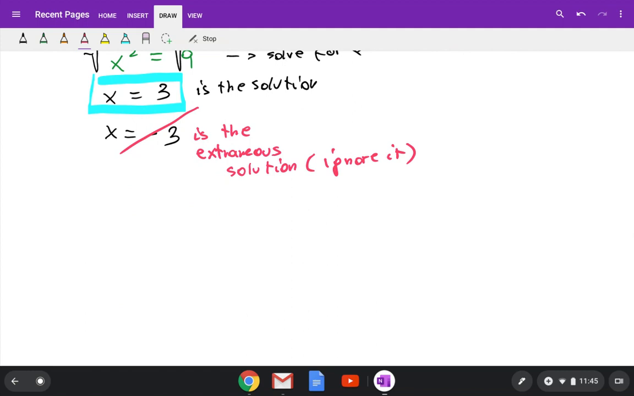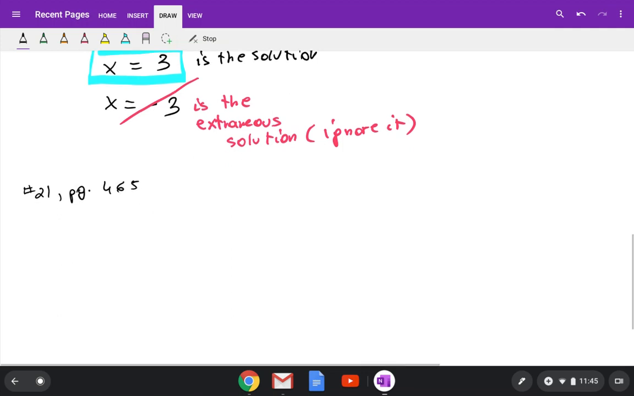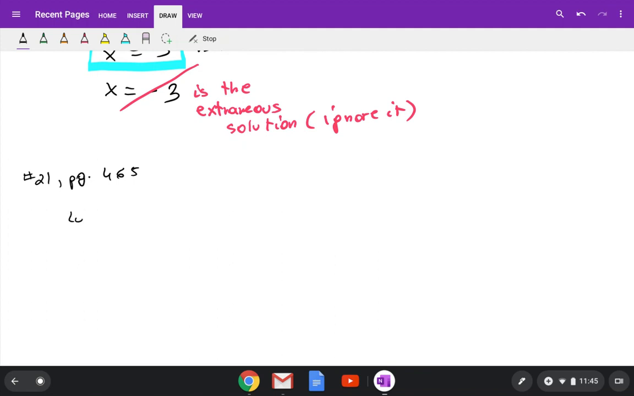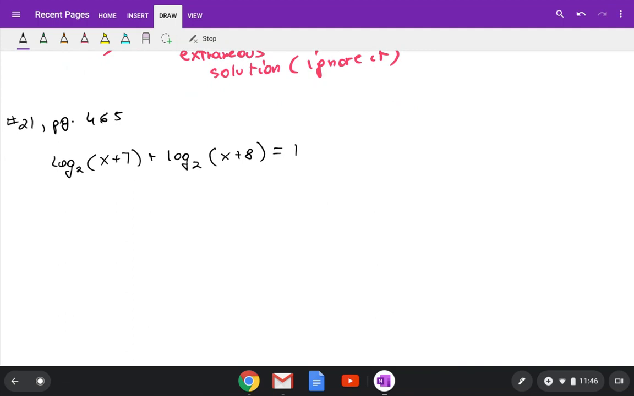So I picked a couple problems from your textbook. Next, which I want to do with you guys, it's number 21 from page 465. So we need to solve logarithmic equations. We have log base 2 of x plus 7 plus log base 2 of x plus 8 equal 1. So you see logs, first thing what we're going to do, find the domain.